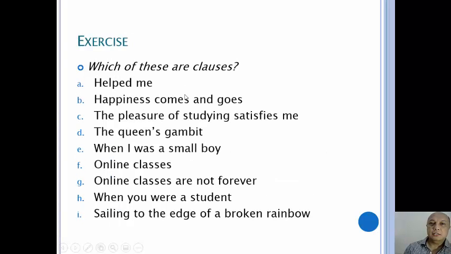Now, spend some time to work this out. Which of these are clauses? Help me. Happiness comes and goes. The pleasure of studying satisfies me. The Queen's Gambit. When I was a small boy. Online classes. Online classes are not forever. When you were a student. Sailing to the edge of a broken rainbow. Which of these are clauses?